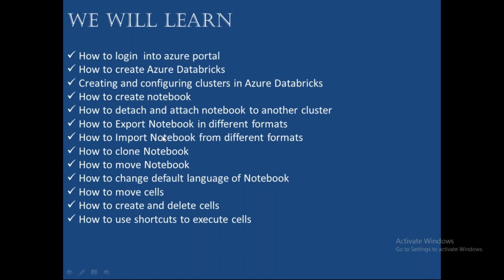Then we are going to see how to use shortcuts to execute cells. There are multiple ways to execute the commands or cells. So how to do that? What are the shortcuts that we are going to use? Then we are going to see how to comment code in a notebook. Whatever code you have written in the notebook, some part of it you may want to comment. So how to comment it? Then we are going to see all other options available on the notebook. See, if I take it like this, there are a lot of options.